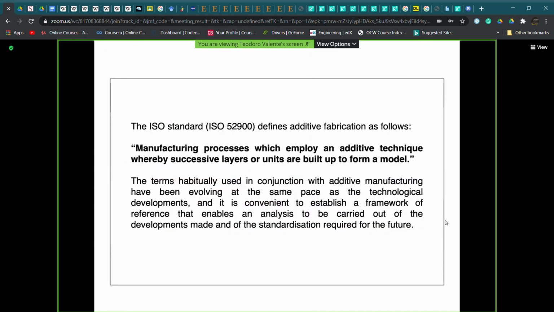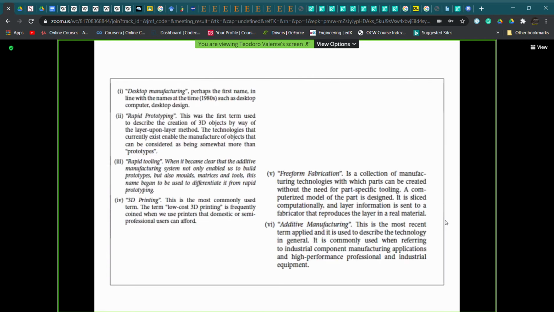We also have a standard definition by ISO for additive fabrication, in which very simply it is said that additive fabrication technologies are manufacturing processes which employ an additive technique whereby successive layers or units are built up to form a model, that is, to form a three-dimensional structure, that is our component.